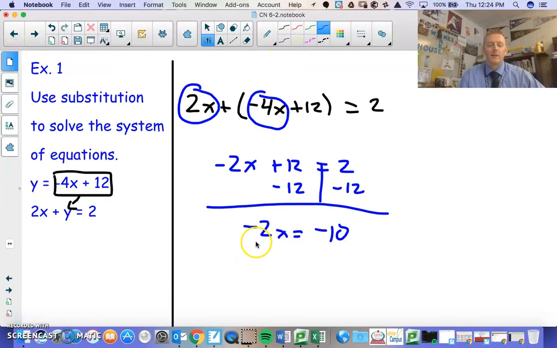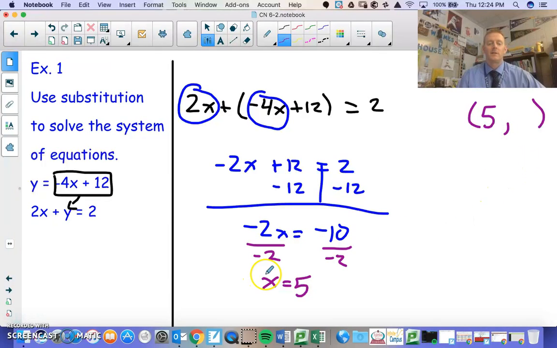And after we get to that step, it's just us solving like we've been doing for many, many months now. And you guys kind of rock at this stuff. So then x is equal to 5. So in my ordered pair answer, I have 5 for my x.